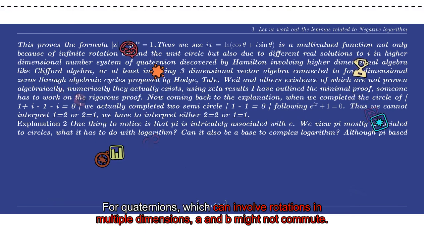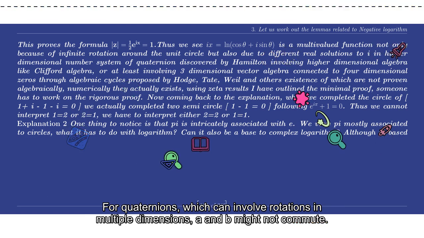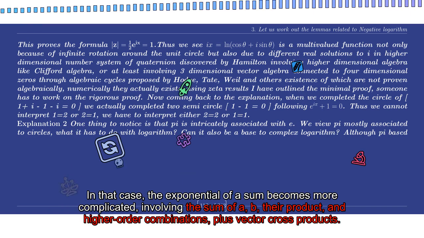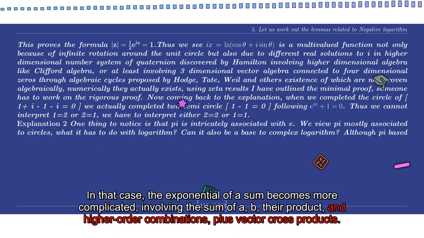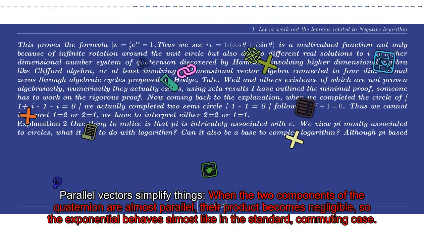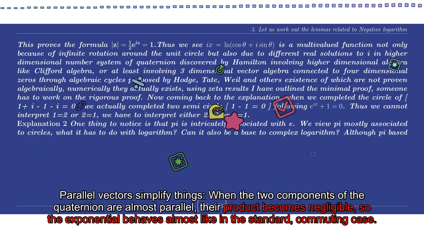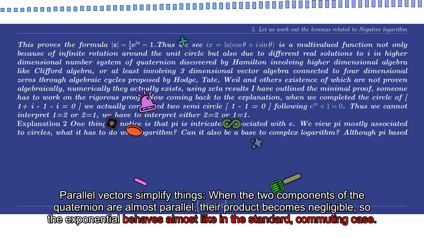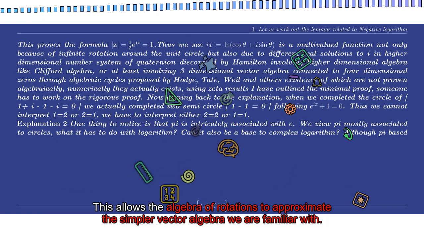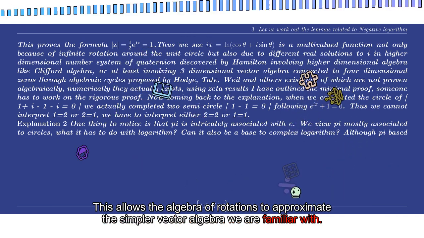For quaternions, which can involve rotations in multiple dimensions, a and b might not commute. In that case, the exponential of a sum becomes more complicated, involving the sum of a and b, their product, and higher-order combinations, plus vector cross products. Parallel vectors simplify things: when the two components of the quaternion are almost parallel, their product becomes negligible. So the exponential behaves almost like in the standard commuting case. This allows the algebra of rotations to approximate the simpler vector algebra we are familiar with.